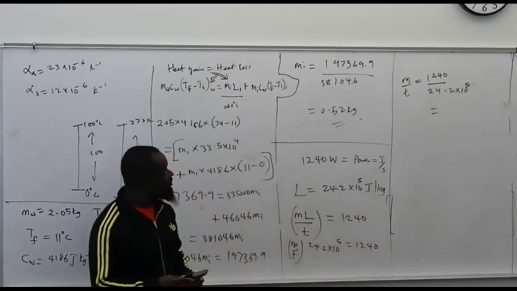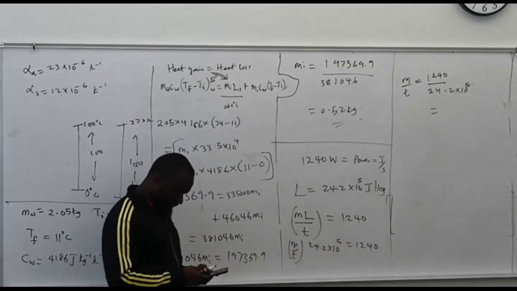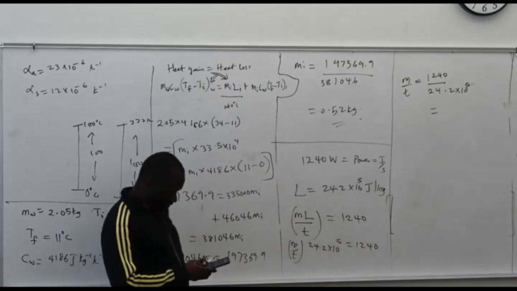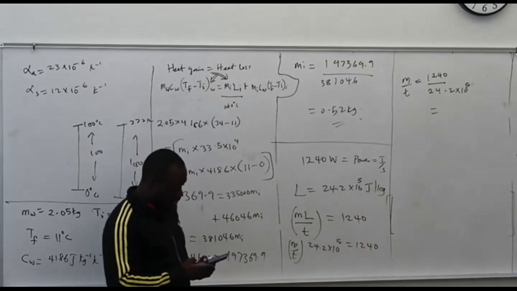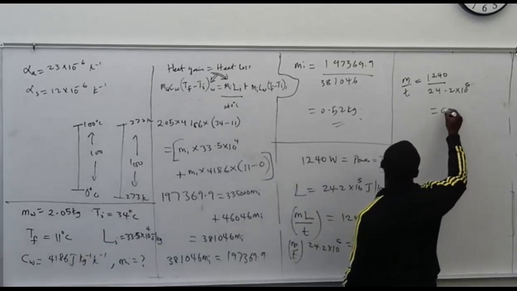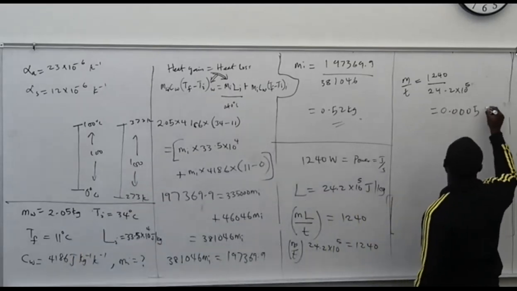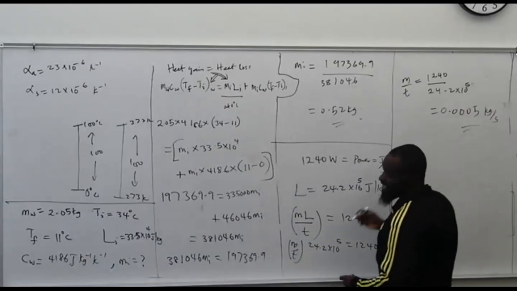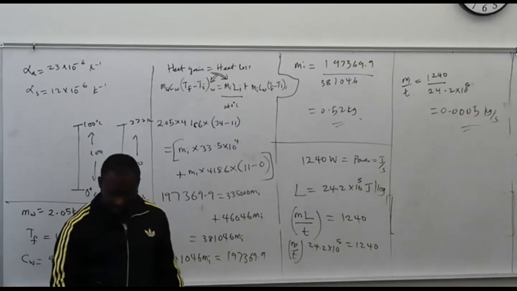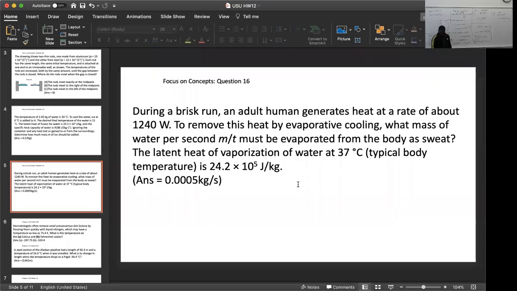So let's do 1240 divided by 24.2 times 10 to the 5. We get 0.0005 kilogram per second. I think that's exactly what they have there. When I share the screen again, exactly, kilogram per second. That's exactly what they have there. So we'll go to the next problem.